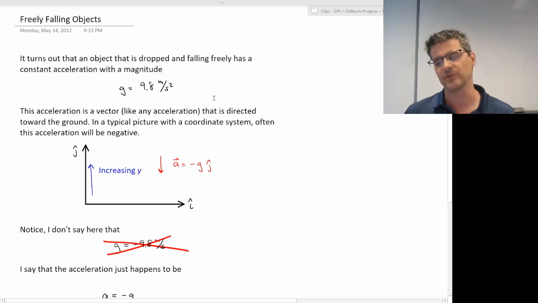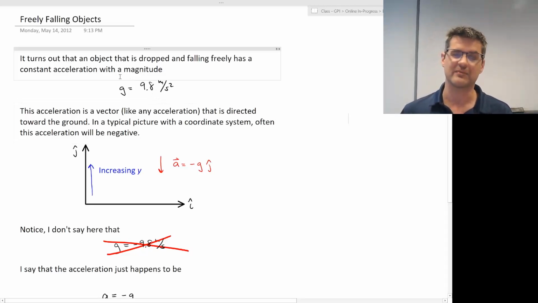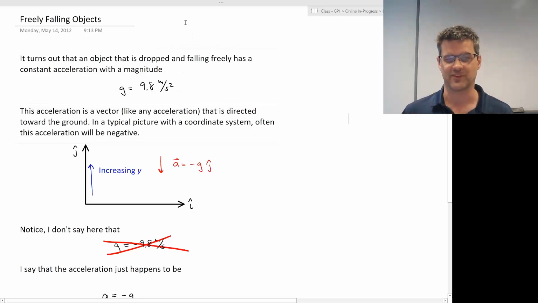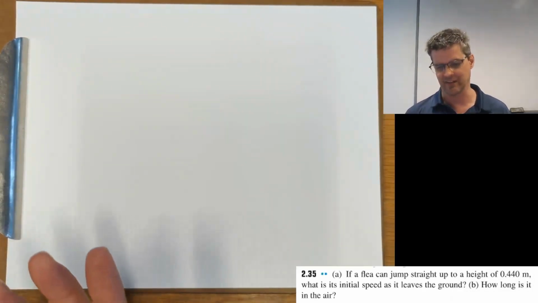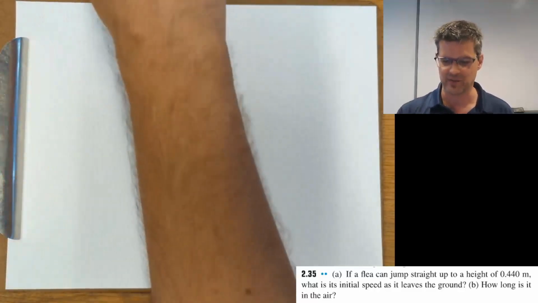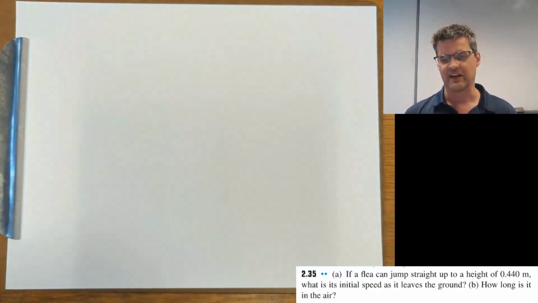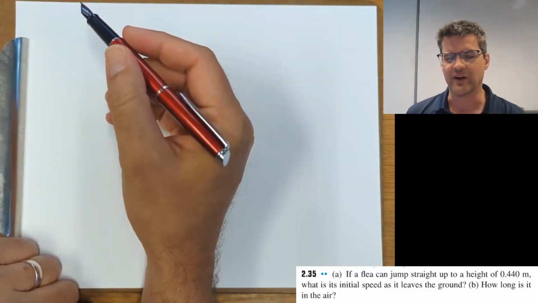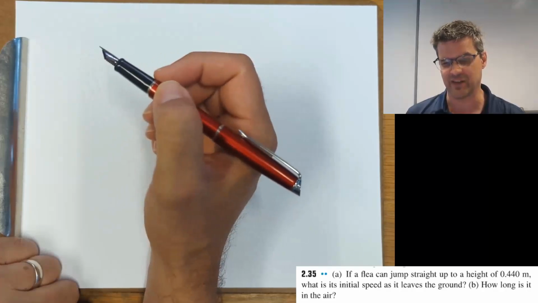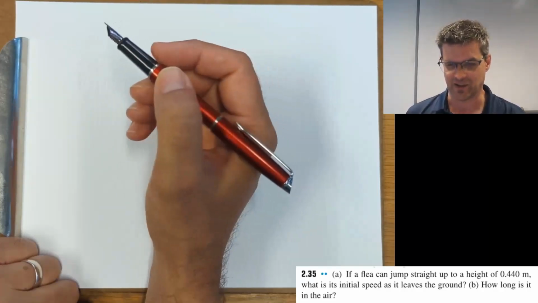Now, not to belabor the point, we're looking at these freely falling objects. How can we use these kinematic equations that we just developed and apply them to an interesting problem, such as one that's associated with freely falling objects? Well, let's look at a couple of examples. One of the examples, this is already done in Canvas, but we can do it here as well. Let's look at the case of a flea. It can jump straight up to some particular height, whatever it is. We need to find what its initial speed is as it leaves the ground and how long it is in the air.